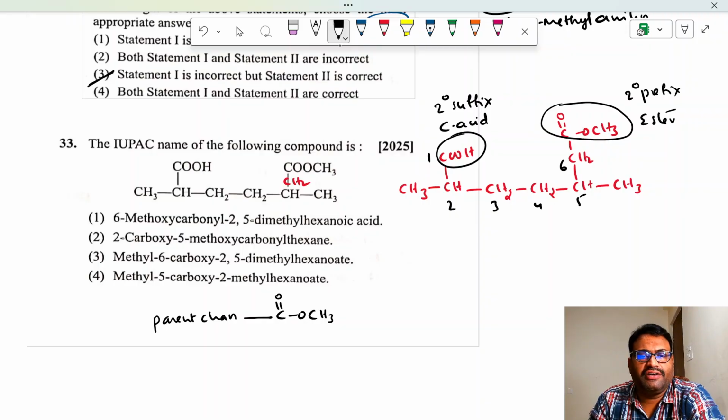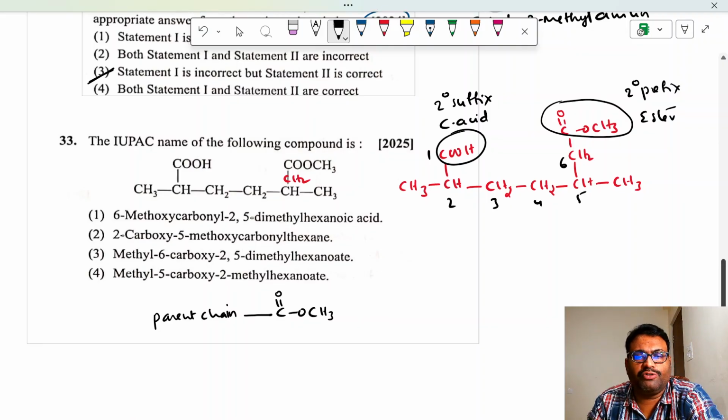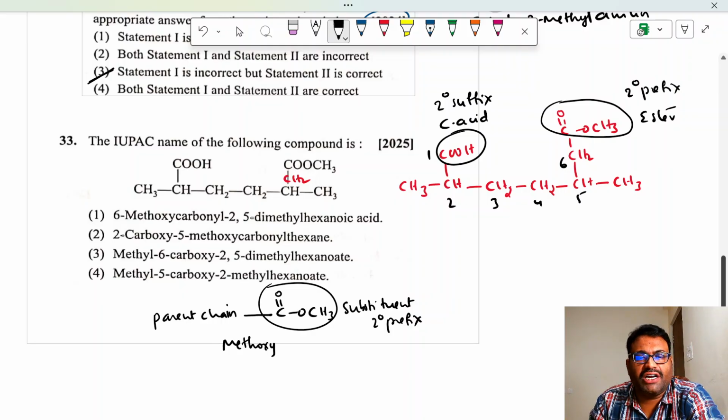To this parent chain, what is attached? The ester functional group is attached, C double bond O, for example, here it is CH3. When the ester functional group is attached, it is considered a substituent, and it is written under secondary prefix. What name do you use when ester is written under secondary prefix? We first write methoxy. This C double bond O is called carbonyl. Methoxycarbonyl.